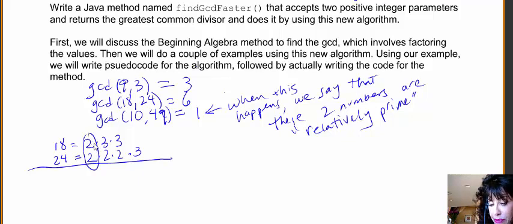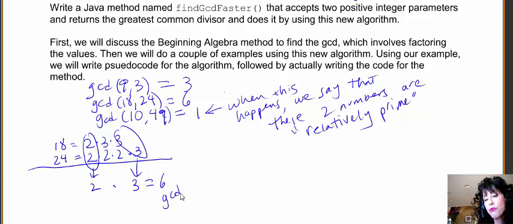Anything in common? Well, they both have a 2 in common, so I write that down. Is there anything else? Sure. They both have a 3 in common, so I write that down. Anything else? Nope. Multiply these two numbers together, and there you have it. You have the GCD. But it does involve factoring. The Euclidean algorithm is great because it involves no factoring at all. That's the beauty of it, and it's a little bit quicker.